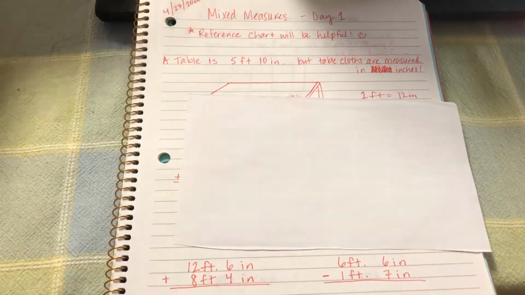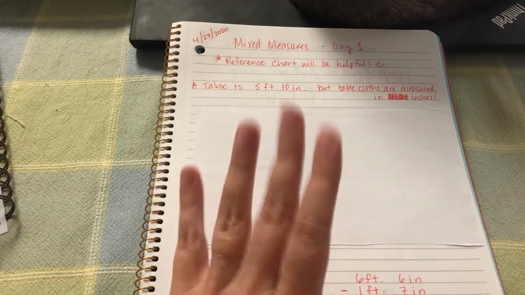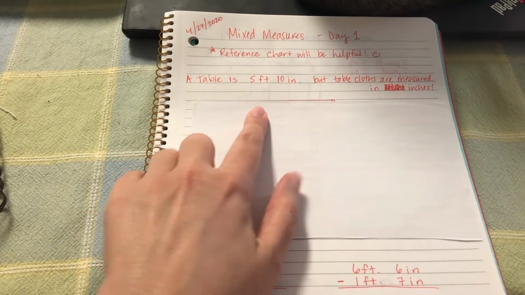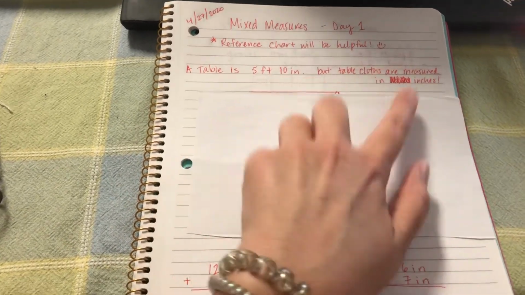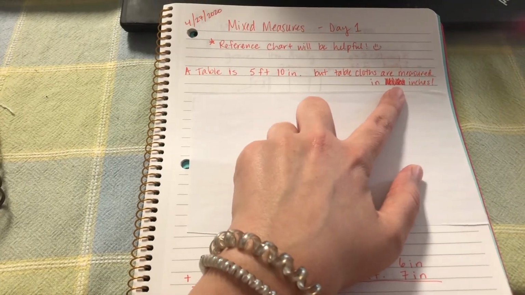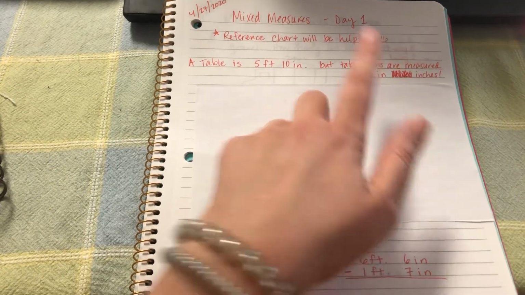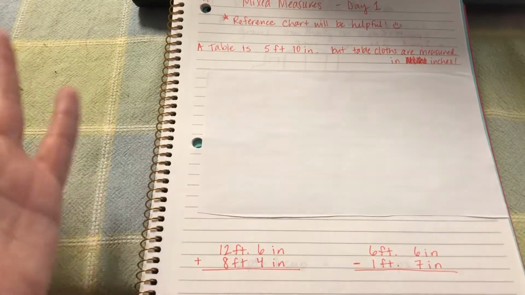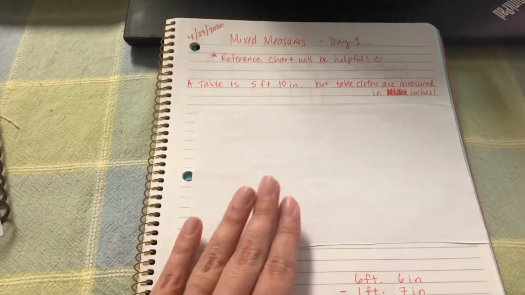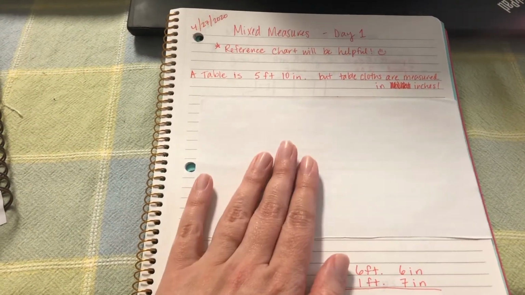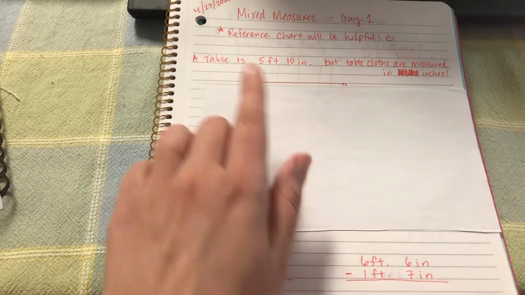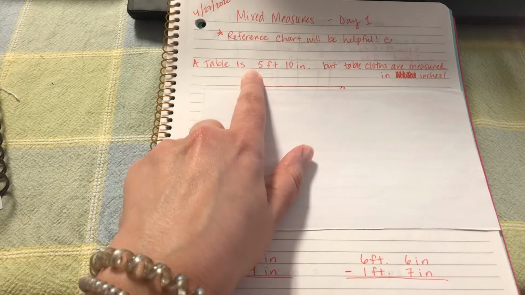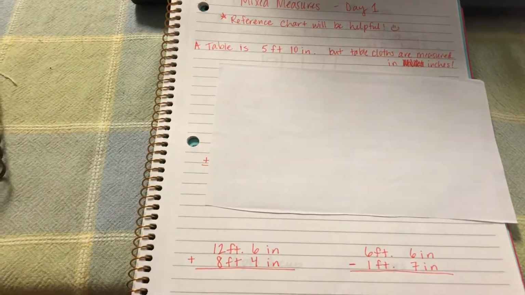All right, so I'm going to start with this. This is like a real story. So a table is 5 foot, 10 inches. But tablecloths are measured in inches, and this is true. When you go get a tablecloth, you just see the inches, and you're wondering for a moment, how large is my table? So what you can do before you go buy a tablecloth is measure your table, of course, and then you can convert that measurement from feet and inches into just inches.